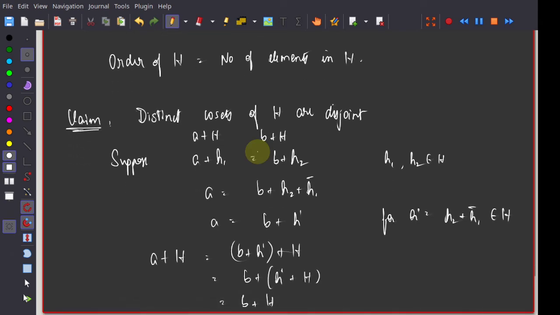So one thing that we've learned is that if we list all distinct cosets of H, then firstly they have the same size. Secondly, they form a partition of G. They're non-intersecting and their union gives G.